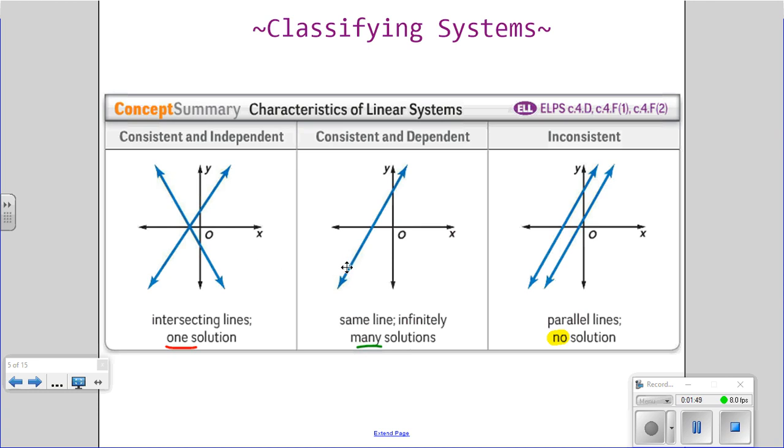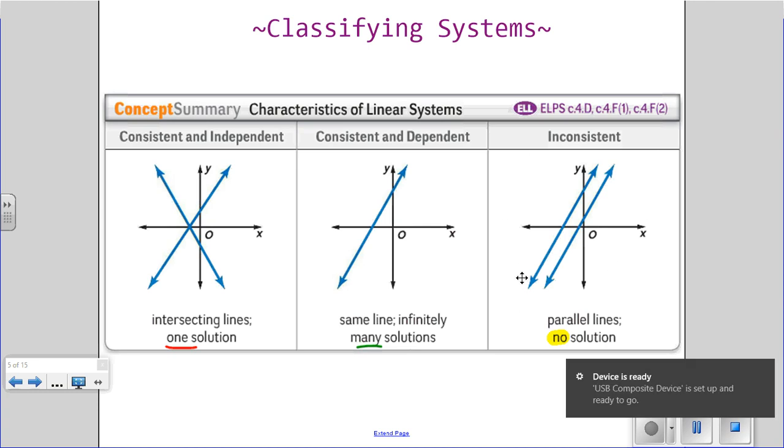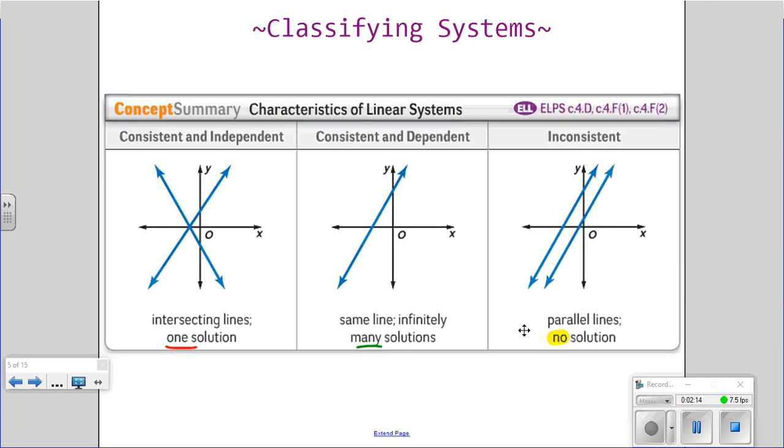Consistent and dependent will end up being the same exact line. So every point on that line is a solution. So it would have many solutions because the line goes on forever. And again, an inconsistent system is parallel lines, and they have no solution because they never cross.